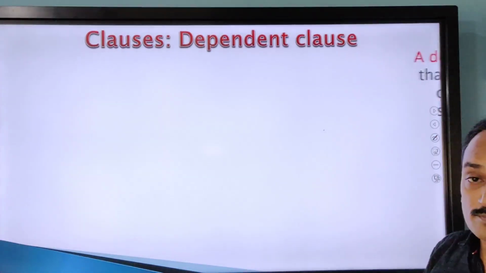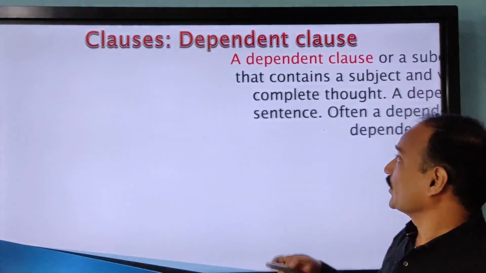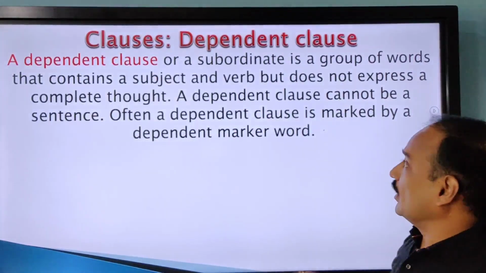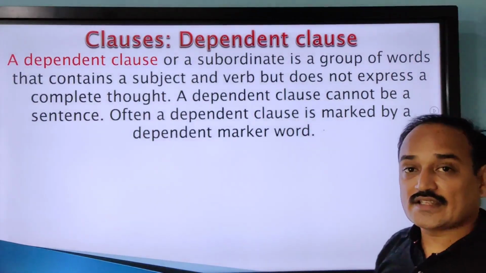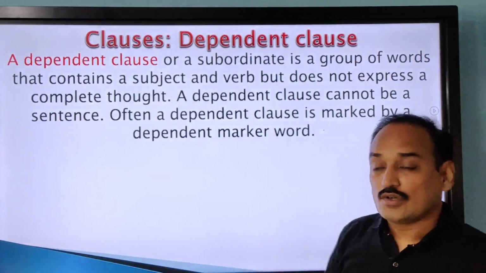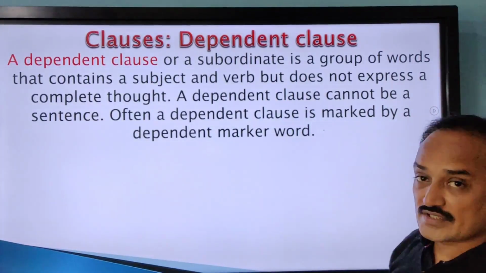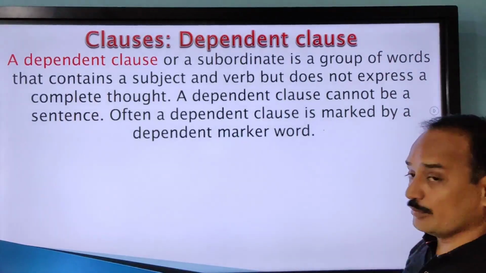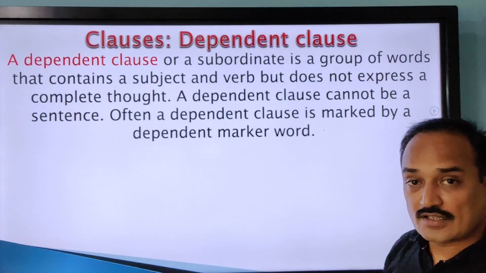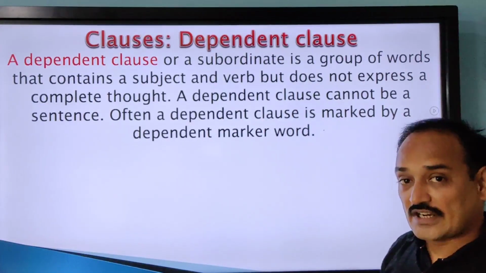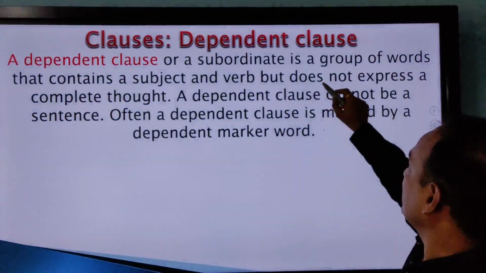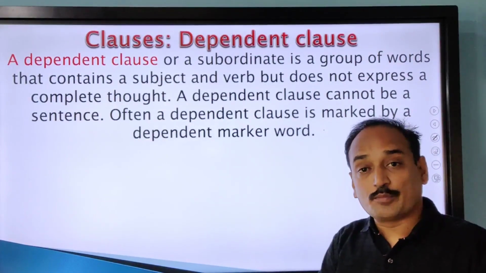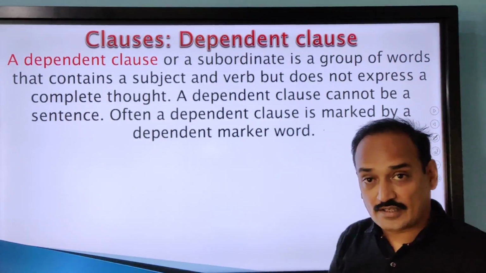What is a dependent clause then? Let us talk about that also. A dependent clause or a subordinate clause is a group of words. This is also a group of words that contains a subject and a verb. It also has a subject and verb. But there is a condition: it does not express a complete thought. It does not have a complete idea.